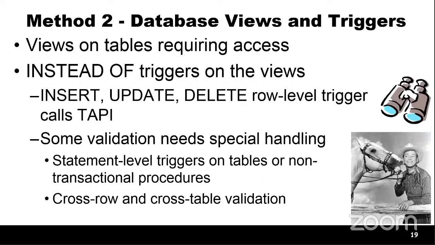And also a statement level trigger may be needed for tables if you have a non-transactional procedure, which is basically checking data in another table. If the table is related, you may get a mutating table error if it's a row level trigger, and that can be a problem. So there are things that you may have to do outside of this system to validate for cross row and cross table validation.